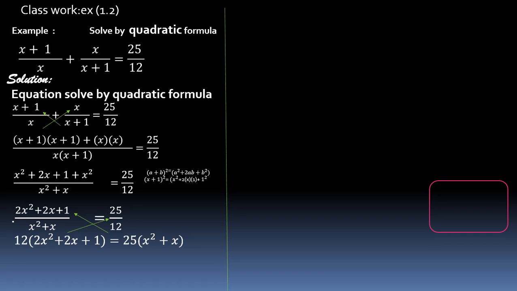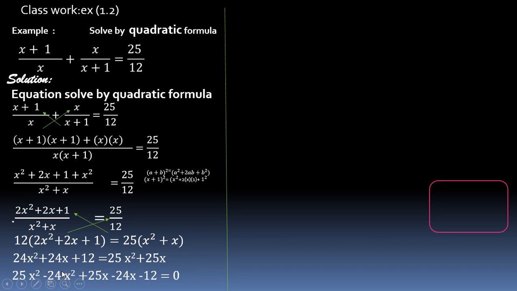12 times 2 is 24, and 12 times 1 is 12. 25 times x² is 25x², and 25 times x is 25x. Bringing all the left hand side elements to the right hand side: 25x² minus 24x², plus 25x minus 24x, minus 12 is equal to 0.